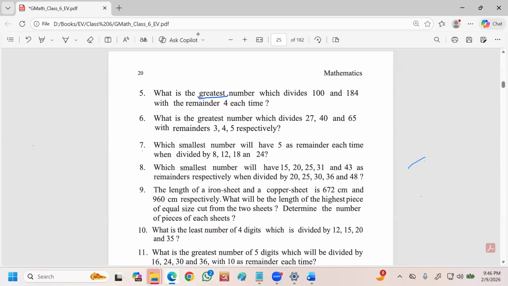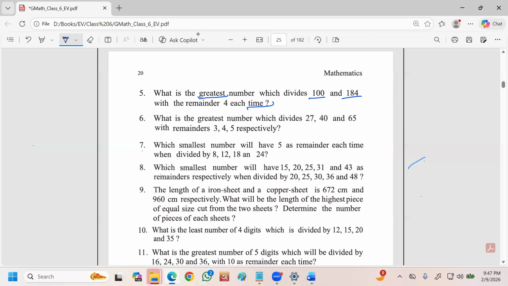Now, GCD for which numbers? The greatest common divisor of 100 and 184. But there is a condition here, which is, after getting the number, after dividing the numbers, let's think that the number is 12, but actually the number is not 12.